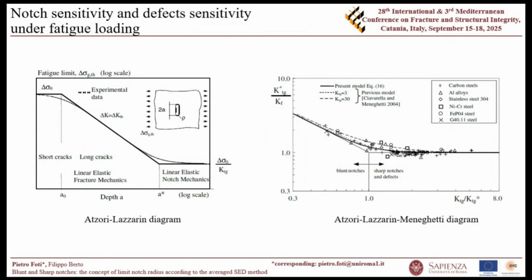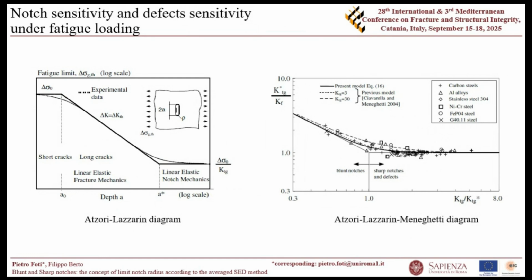I show you this diagram because, around 2003, Atzori and Lazzarin proposed that both diagrams could be thought of as a part of a more complex diagram that would consider short cracks, long cracks, and the notch effect through a unique diagram. In this case, they were dealing with a notch having parallel flanks and finite radius. And actually, with increasing depth, you are also increasing the radius at the notch tip. So at a certain point, you can deal with this notch through the stress concentration factor because this will become a blunt notch, actually.